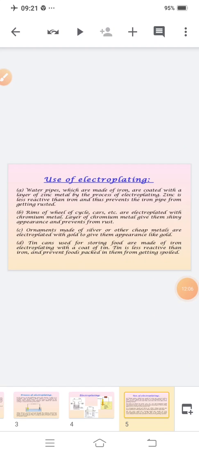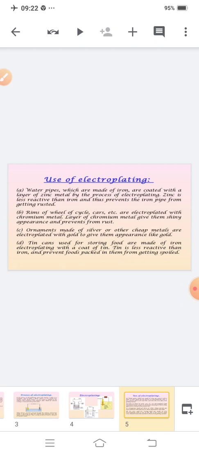I am reading once more. Listen carefully. Water pipes which are made of iron are coated with a layer of zinc metal by the process of electroplating. Zinc is less reactive than iron and thus prevents the iron pipe from getting rusted. The second one, rims of wheels of cycles, cars, etc. are electroplated with chromium metal. A layer of chromium metal gives them a shiny appearance and prevents rust.